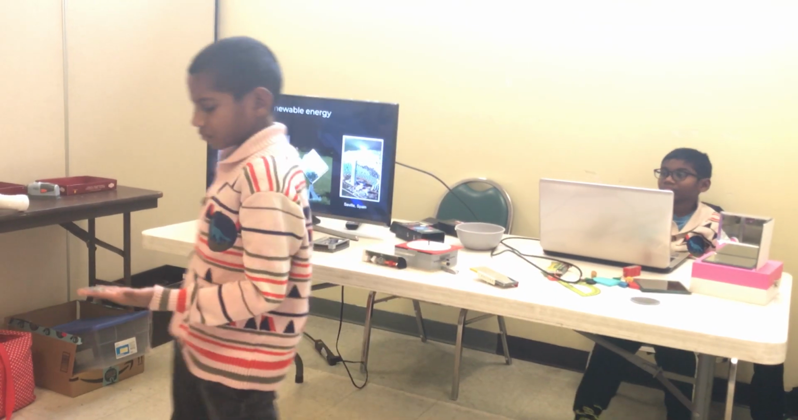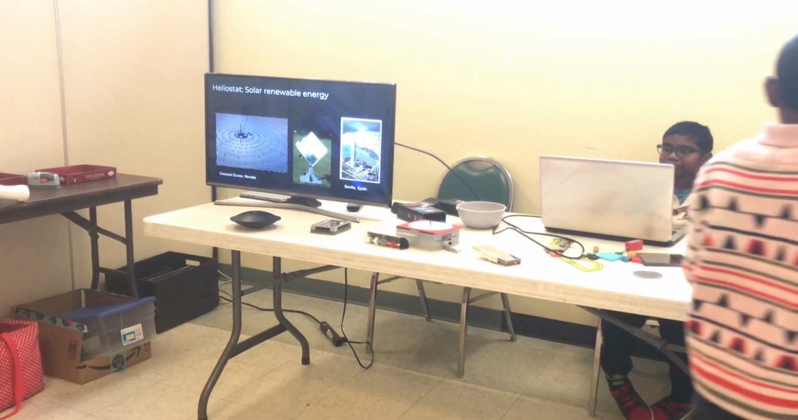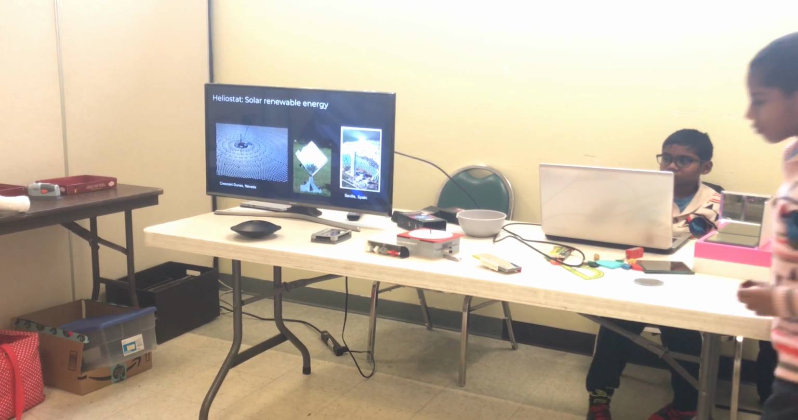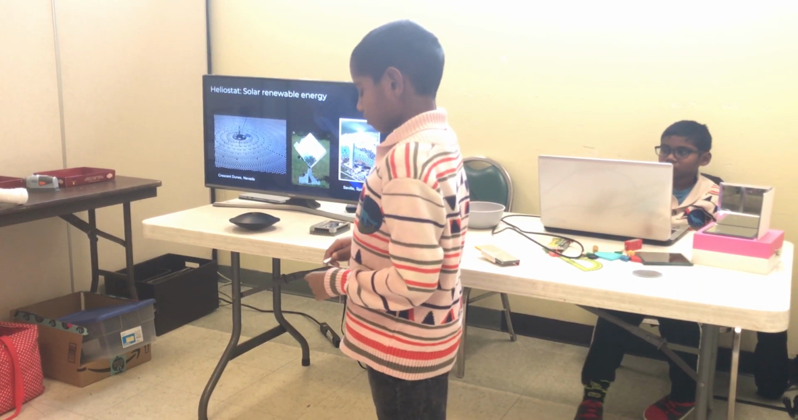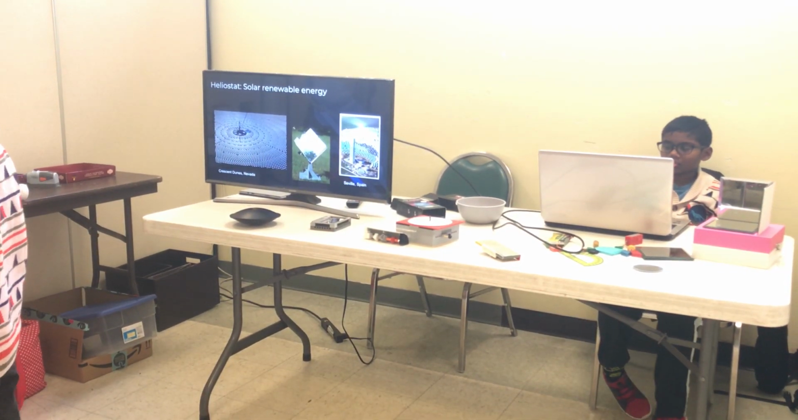So how are they going to use, this is a mini model of a heliostat, okay? So what they do is, instead of burning coal, they are going to use the energy from the sun, okay? Kritik, come here, hold this one second.